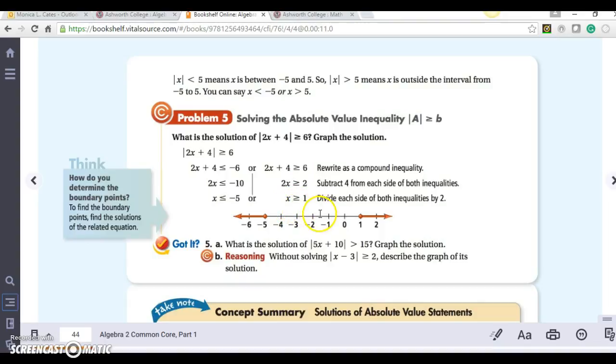And so when I graph it, I have 1 greater than, so it's going in the positive direction. And at x is less than or equal to negative 5, it's going in the negative direction. Let's take a look at the guided now.